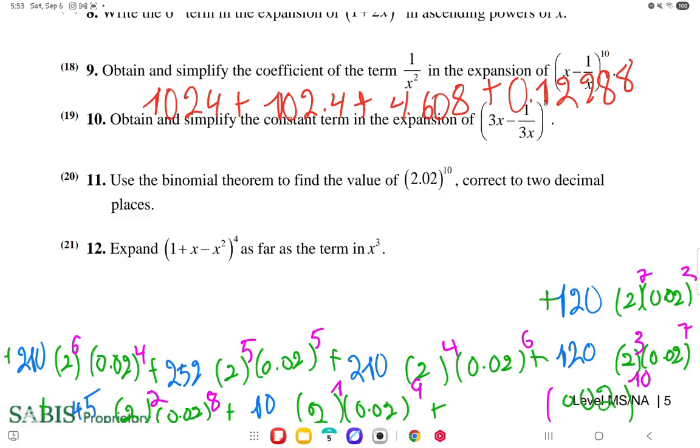Let's move on to the next one. Plus 210 times 2 to the power of 6 times 0.02 to the power of 4. So we will get an answer which is what? Which is 0.0021. Wait, sorry, my bad.